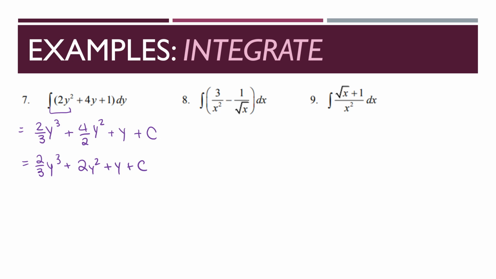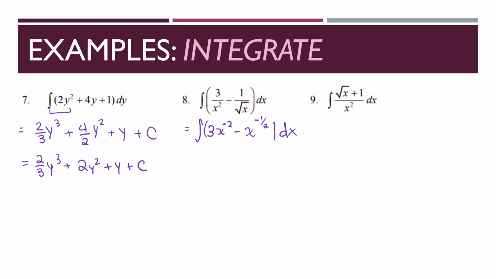All right, so then our last two guys look kind of scary, 8 and 9. The trick to these is rewriting them. We don't want to leave anything in the denominator or under a radical. So we're going to use our exponent rules to rewrite these. So for instance, I can rewrite this as integrate 3 times x to the negative 2 minus x to the negative 1/2. I can't forget my dx.